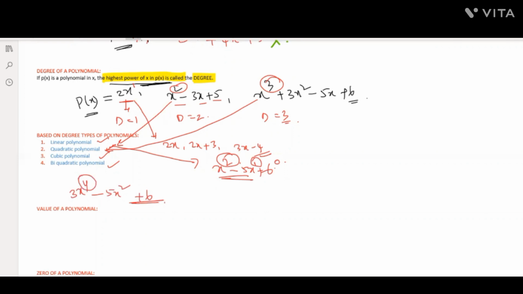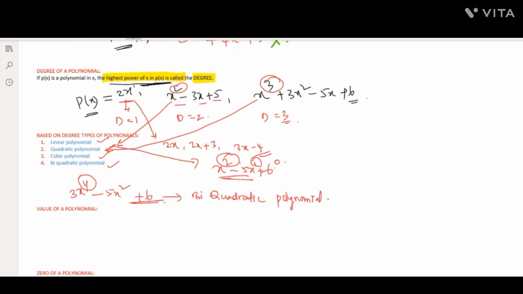Here the cubic term is missing. Even though the cubic term is missing, that is not a problem. We have to look at the highest degree. That highest degree is 4. So that's why this is called a biquadratic polynomial.